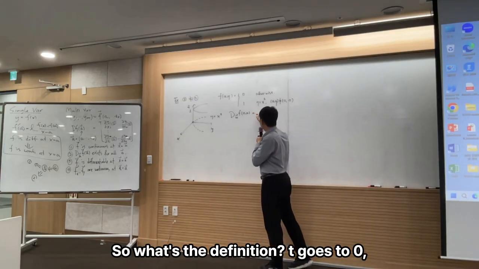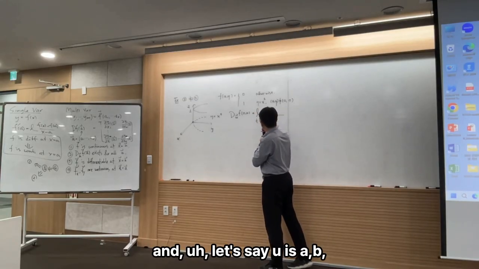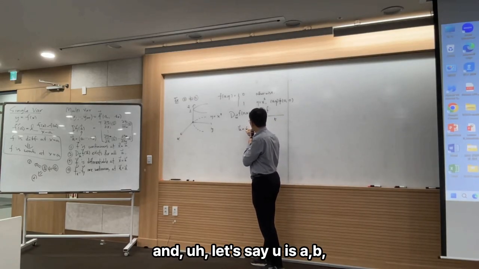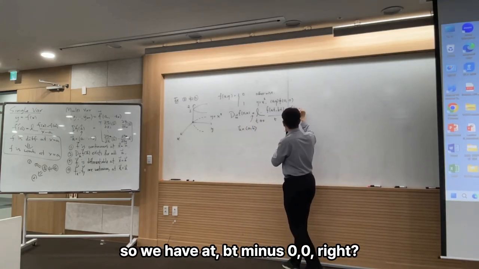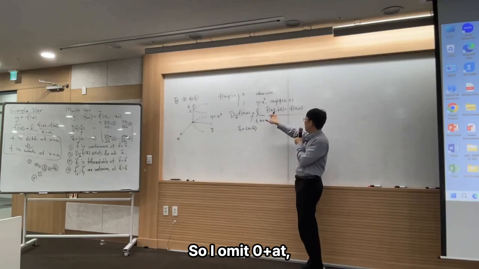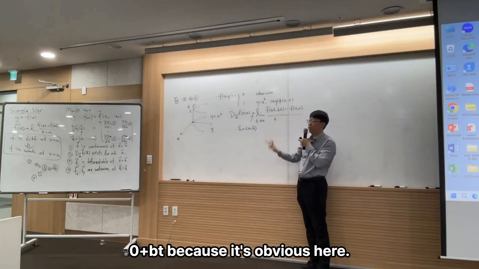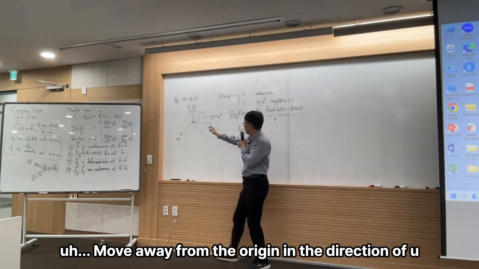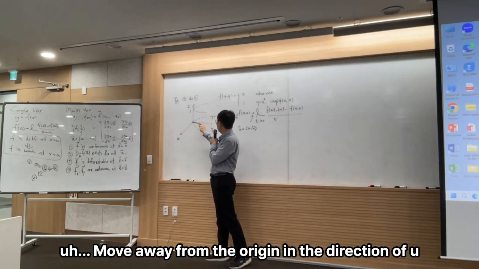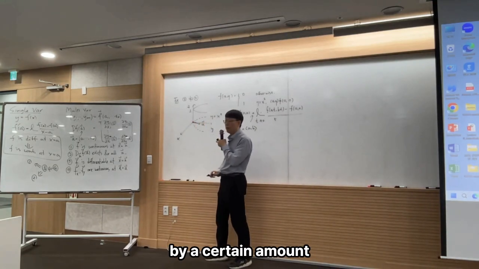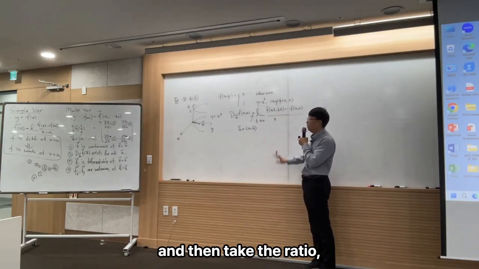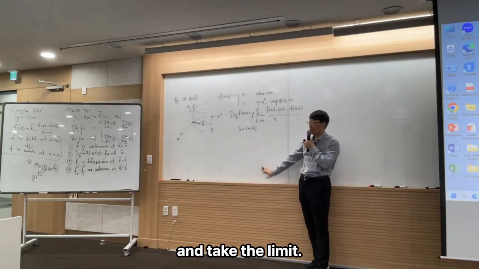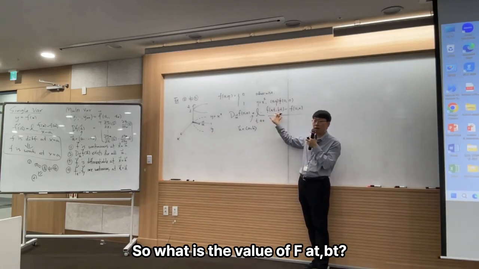So what's the definition? t goes to 0, and let's say u is (a,b). So we have f(at, bt) minus f(0,0), right? I omit 0 plus at, 0 plus bt because it's obvious here. So I just want to move away from the origin in the direction of u by a certain amount and see the value of the function, and then take the difference, and then take the ratio, and take the limit. So what is the value of f at (at, bt)?